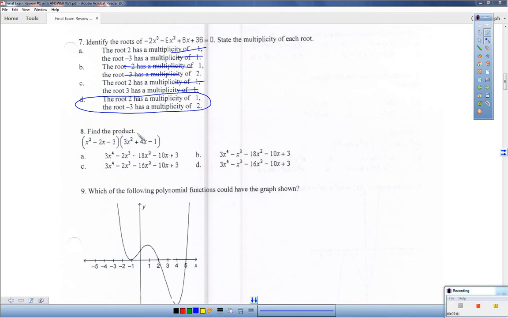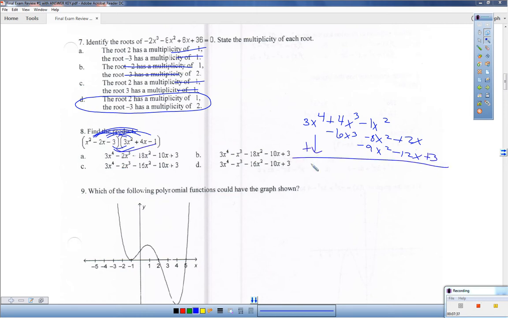Alright, for number 8, it says find the product, that means multiply, so I'm going to distribute this. I'm going to get 3x to the 4th plus 4x cubed minus 1x squared. The next one, I'm going to get negative 6x cubed minus 8x squared plus 2x. The last one, I'm going to get negative 9x squared, negative 12x, and positive 3. So combining it all up, I get 3x to the 4th minus 2x cubed minus 18x squared minus 10x plus 3. So it would have to be A.